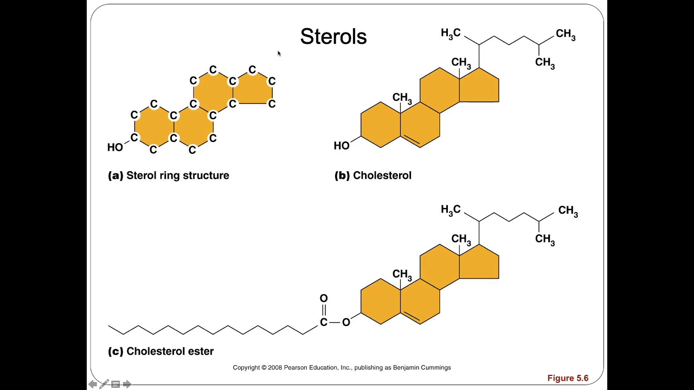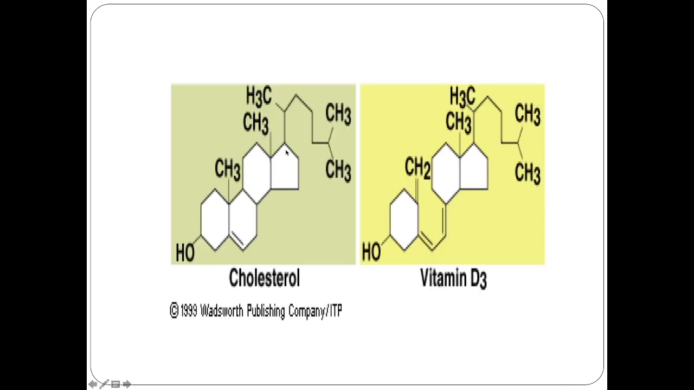Sterols can also be gotten from plants, and they form the basis of things like vitamin D. So if you have a cholesterol molecule and you do some chemistry on it, you can break some of these bonds and create vitamin D. This chemistry turns out to be facilitated in the presence of UV light, which is why sunlight helps give you vitamin D3.